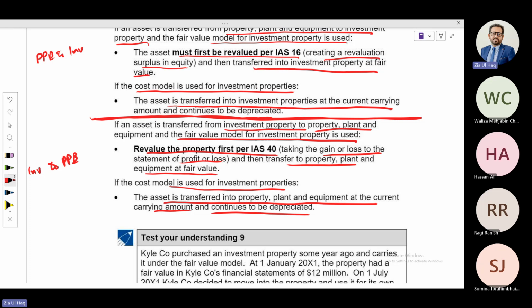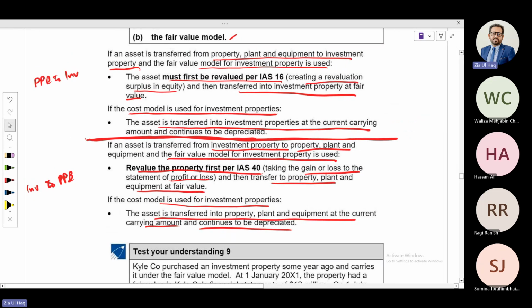If we are moving from PPE to investment property, we need to revalue the PPE first. And to revalue PPE, the gain should be charged to revaluation surplus and loss should be charged to profit and loss account that we have covered in previous class.